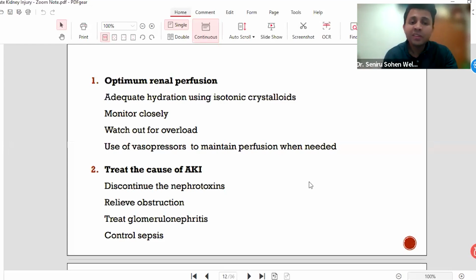So then you have to find out the cause and treat the cause for AKI. Some of these causes may be reversible. So you should discontinue the nephrotoxin. If there is obstruction, you relieve the obstruction. If there is glomerulonephritis, you treat the glomerulonephritis, and if there is sepsis, you try to control the sepsis.